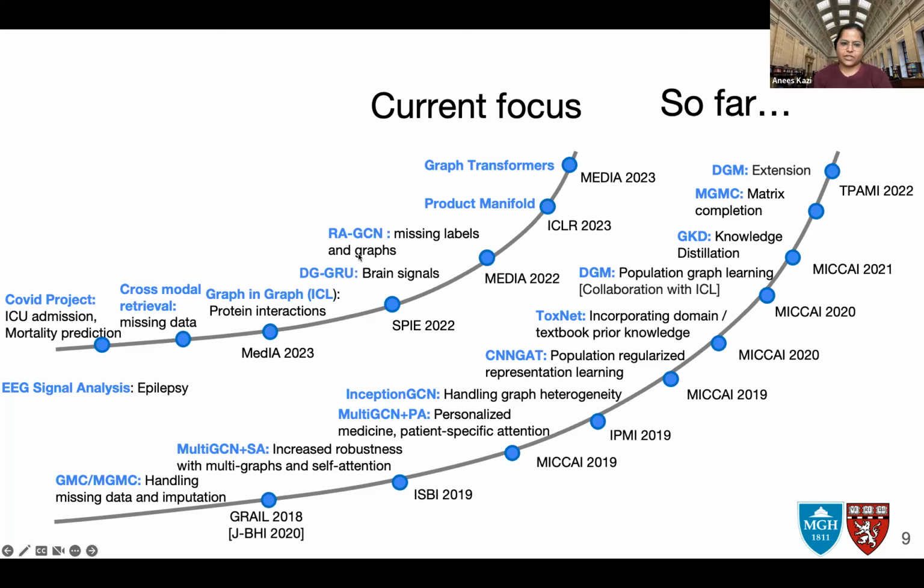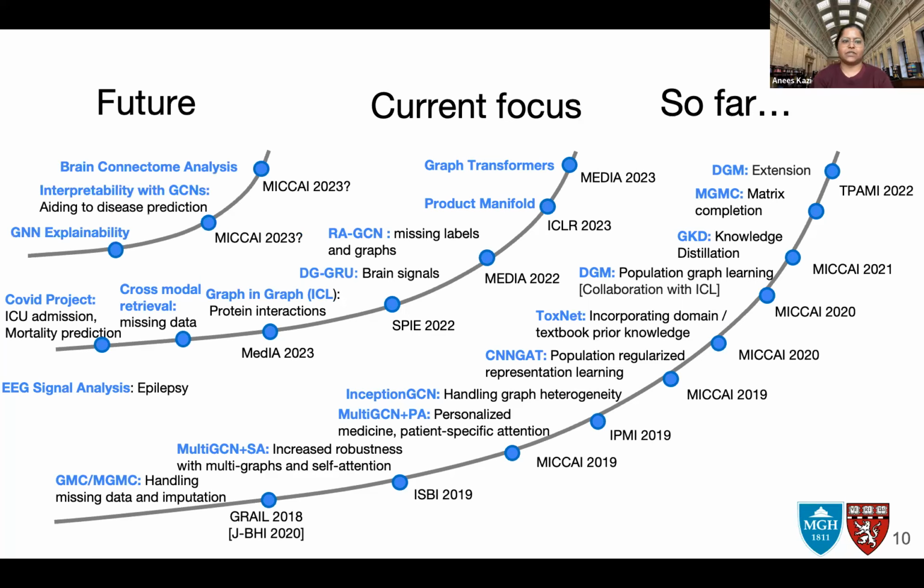We also worked on reweighting attention graph, reweighting adversarial graph convolutional network. So basically, when you have missing labels and missing graphs, how do you deal with that? We recently published a paper in ICLR 2023 on product manifold. So product manifolds, so basically including hyperbolic metric, spherical metric, and so on into the picture to learn the graph, and also looking into graph transformers to predict future features of a particular subject, for example.